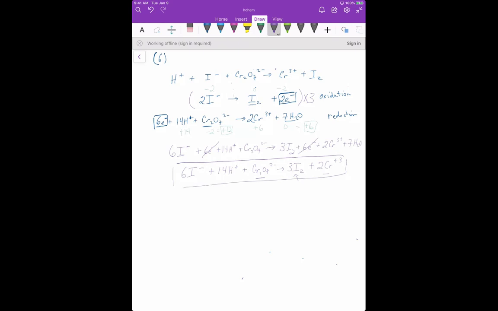We can double check the charges. -6 plus 14 minus 2 gives us a positive 6. And I have a 0 plus 6 equals a positive 6. So it's a confirmation that everything is balanced.